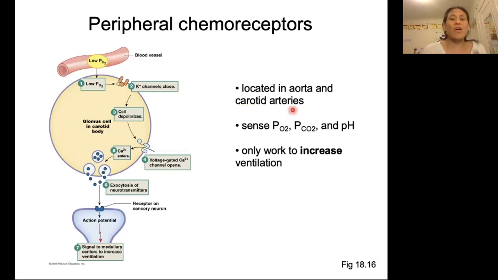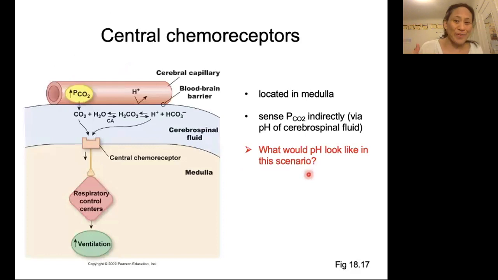So those are going to be sensing our stimuli for ventilation. The stimuli that are sensed by our peripheral chemoreceptors are these stimuli. They're going to sense PO2, they're going to sense PCO2, and they're going to sense pH, okay? The peripheral chemoreceptors are only able to sense when our ventilation is too low. So they're only going to send a signal that's going to have us increase our ventilation. Okay, so that was the peripheral chemoreceptors.